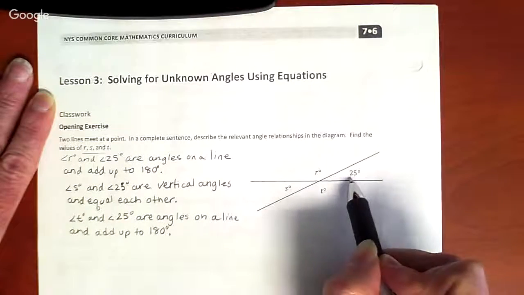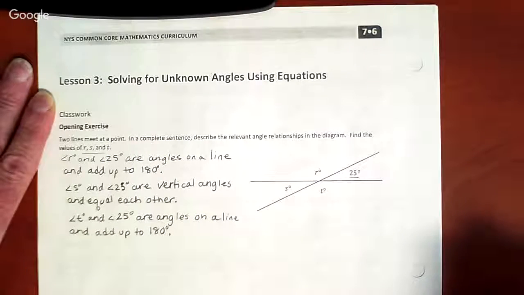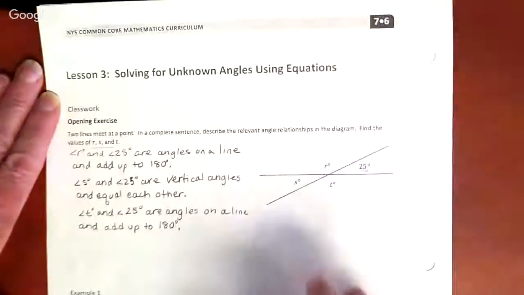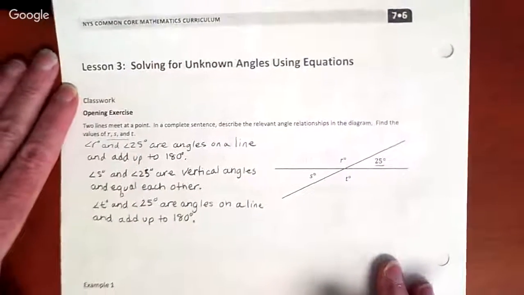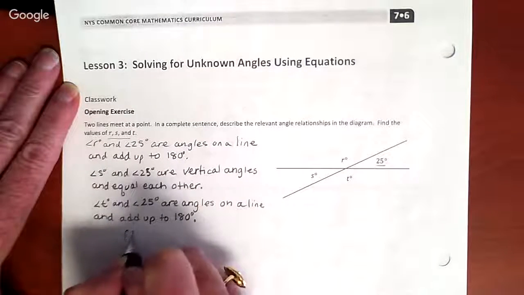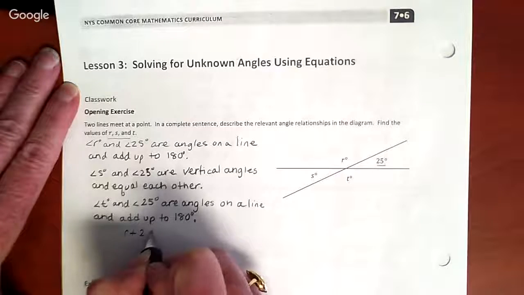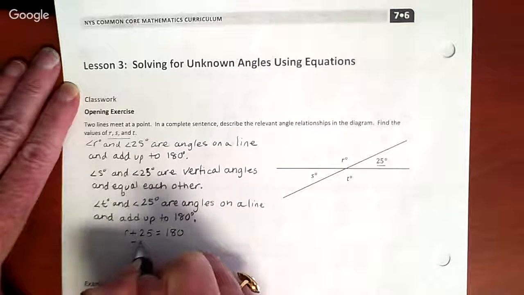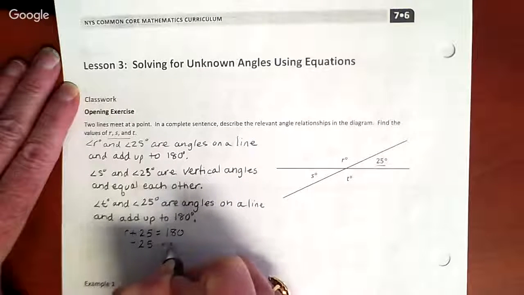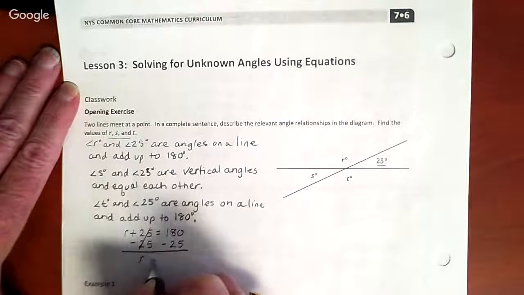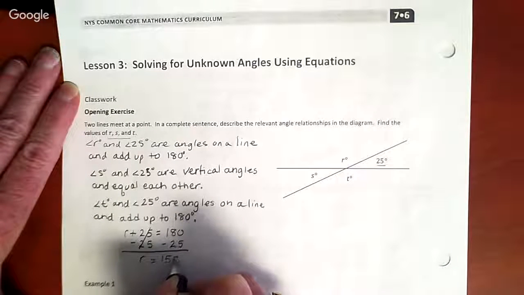Now remember, you always want to use what they give you first, so that in case you make a mistake, it doesn't follow along. So now to find the values of each of these, we have r plus 25 equals 180 degrees. So subtracting 25 from both sides, we have r equals 155 degrees.